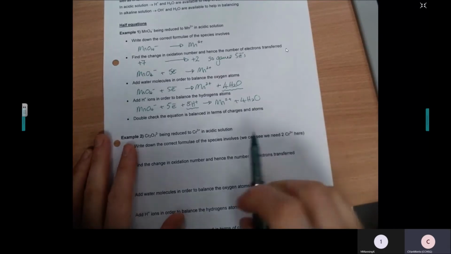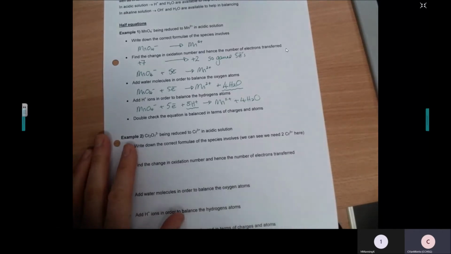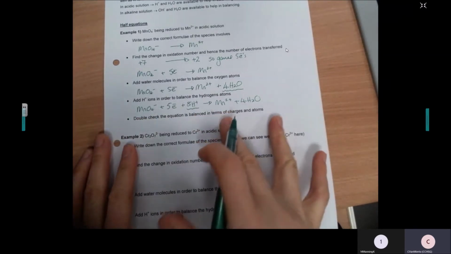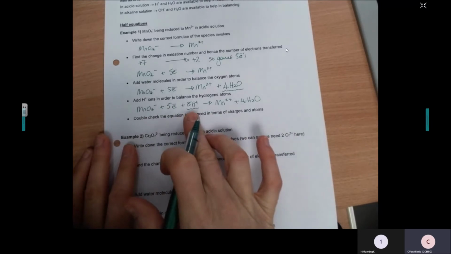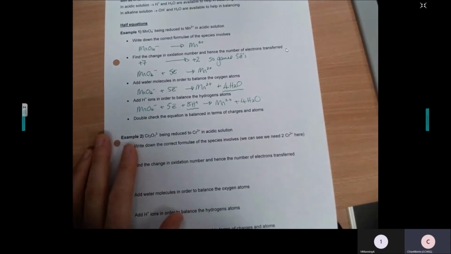are pretty minimal, is to double check that we've balanced for atoms, and then to check that we've balanced for overall charges as well. So the net charge on the left must be the same as the net charge on the right. So we've got 6 negatives, 8 positives, so that gives us 2 positives in total. And we've got 2 positives on the right, so we've balanced for charges.